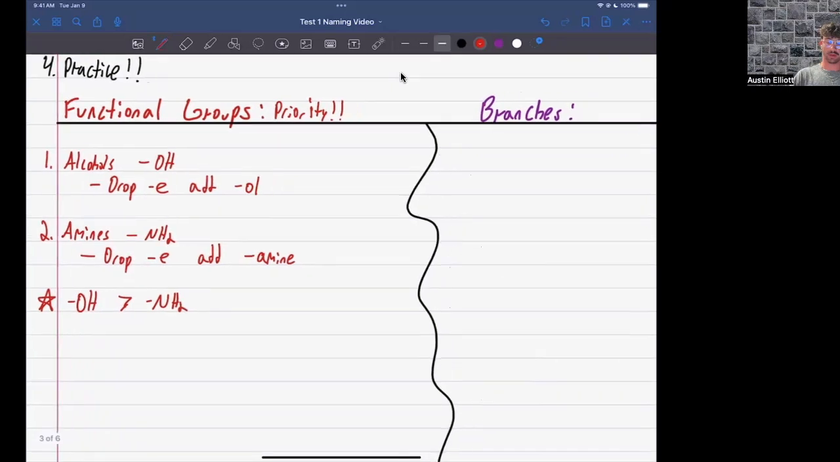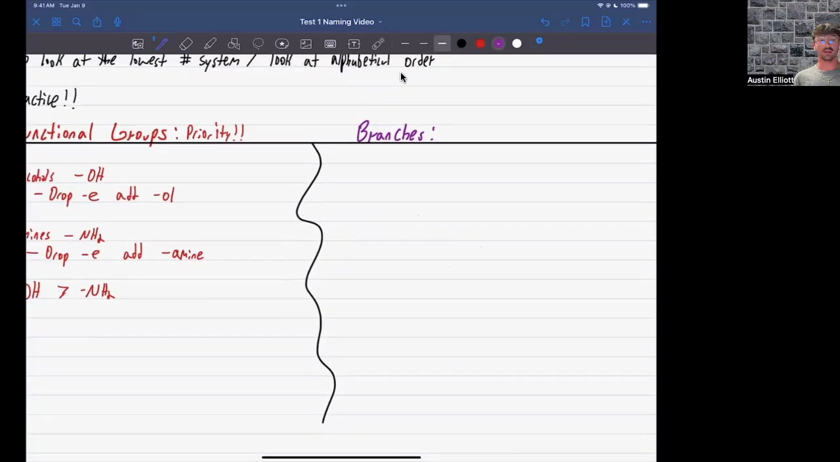All right, so now going on to branched groups, these include your halogens, the methoxys, your alkyl groups, anything like that. And there's no priority based on the group. Now, I will say, look at the lowest number system as well as alphabetical order for naming the molecules of branches.